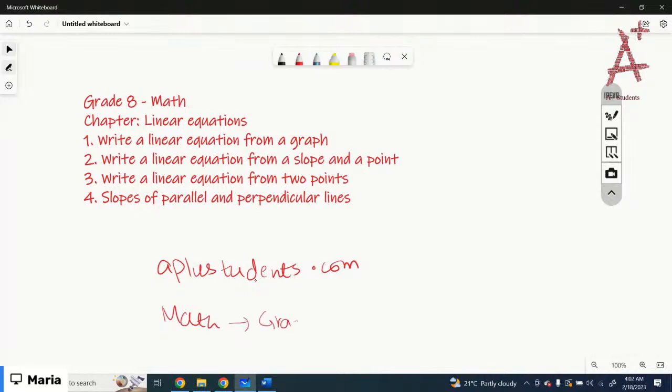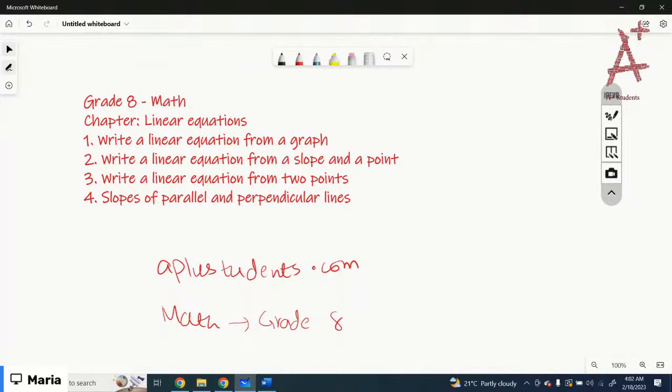Scroll down to grade 8 and then click on view all lessons. Grade 8 it is. I have updated the lesson name. Select the math from the subject tab and scroll down to grade 8. There you can find a list of the chapters. We're going to start with the linear functions.